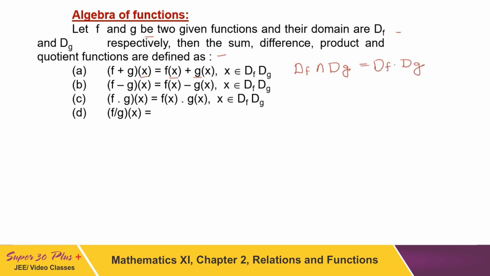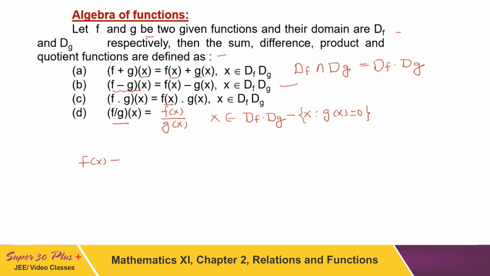What is the difference of the functions? (f minus g)(x) is equal to f(x) minus g(x) for the common domain. Multiplication of two functions, (f into g)(x), is equal to f(x) into g(x) for the common domain, and (f upon g)(x) is equal to f(x) upon g(x) for the common domain, means x belongs to Df intersection Dg except all the x such that g(x) equals 0. This is the common domain of the function f upon g.